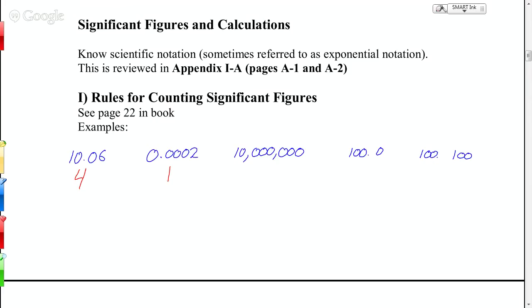So 0.0002 is not more precise than 0.2. We're just measuring in a different range. We're measuring small things instead of big things. But it's the same number of significant figures. Similarly, what about this next one, 10 million? How many significant figures there? Again, just 1. Those zeros after that 1 are not significant because they're not a measure of precision.